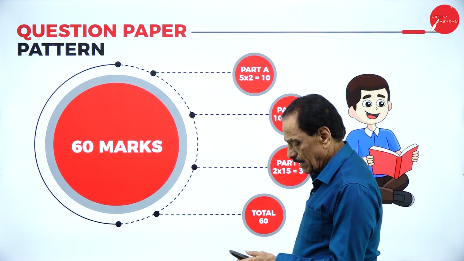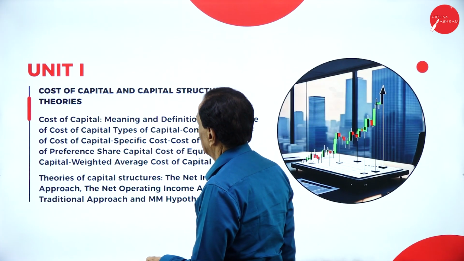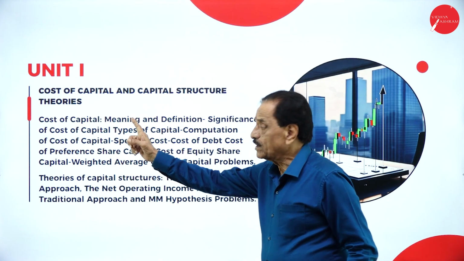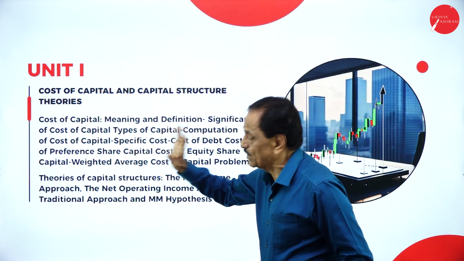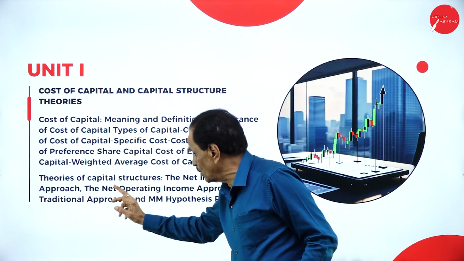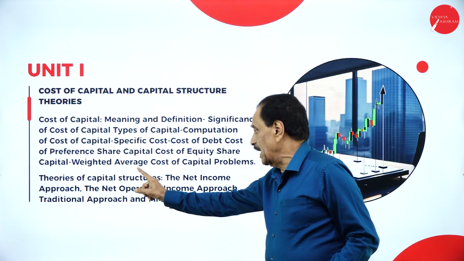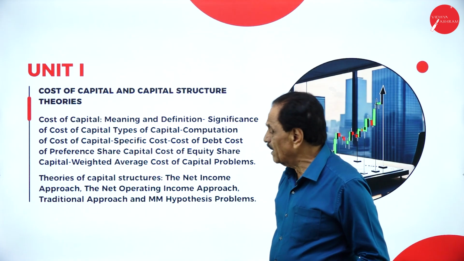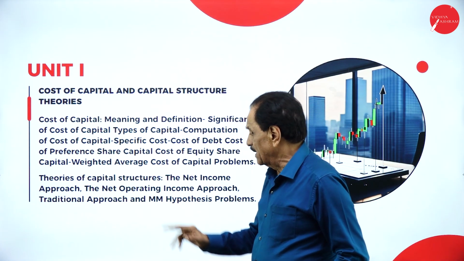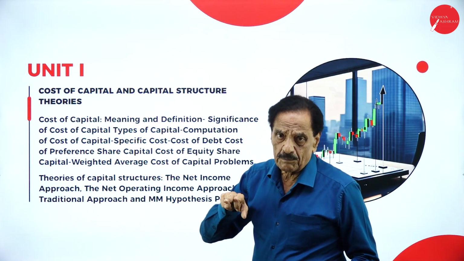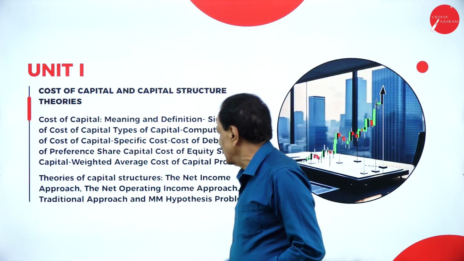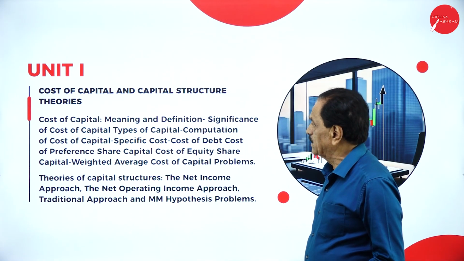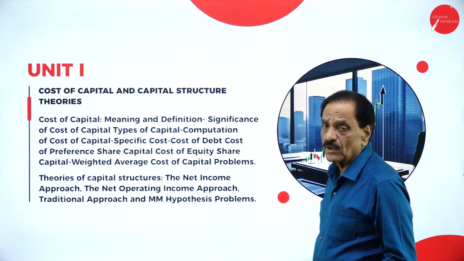Okay, so we'll come back here one by one. Unit 1, cost of capital and capital structure theories. Here we are going to get the problem on weighted average cost of capital for 15 marks, and 10 marks for the net income approach and net operating income. If they don't ask that, they will ask the hypothesis. This is a very important chapter for you.